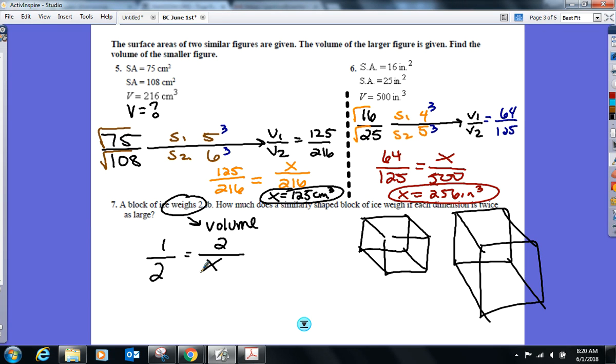Frank? Cube your similarity ratio. Yes, cube the side ratio. And you will see it's a lot more than doubling the weight, right? How much does this bad boy weigh? How much? Yeah, it's 8 times as much. Weighs 8 times as much.